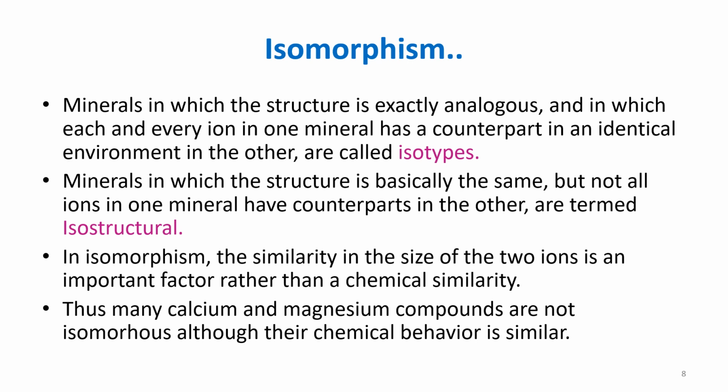In isomorphism, the similarity in the size of the two ions is a very important factor, rather than the overall chemical similarity. So here what is important is the size of the ions. Thus many calcium and magnesium compounds are not isomorphous. Why are they not isomorphous? Because they do not have the same size, although their chemical behavior is similar.